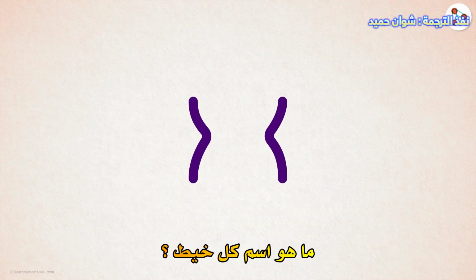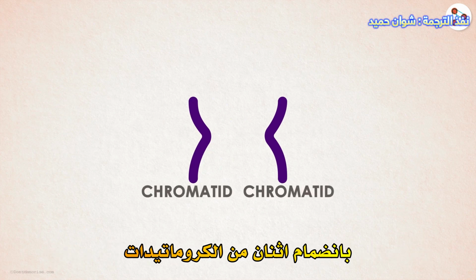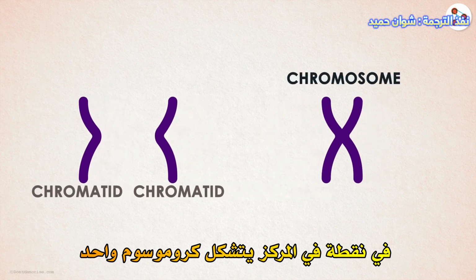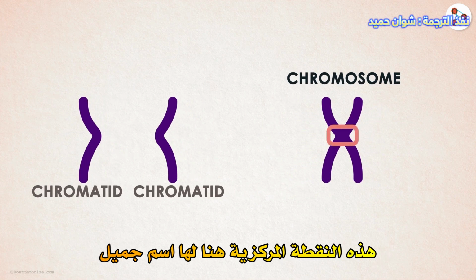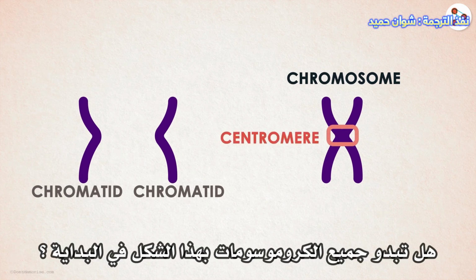What is each single strand called? One single strand is called the chromatid. Two chromatids join at a point in the center to form a single chromosome. This center point here has a nice name. Do you know what it is called? It's called the centromere.